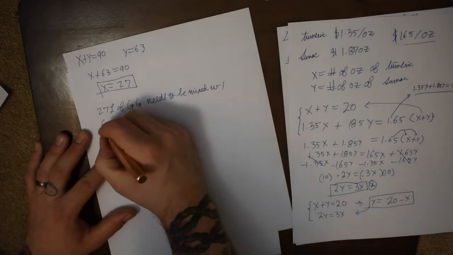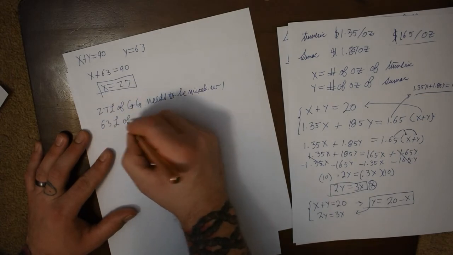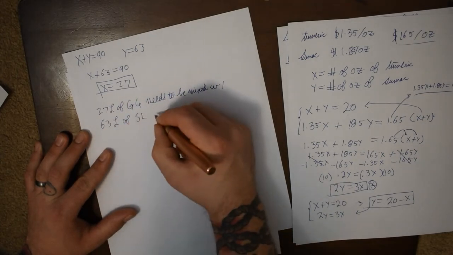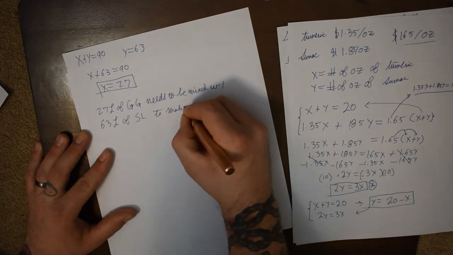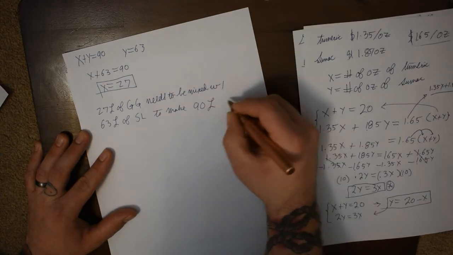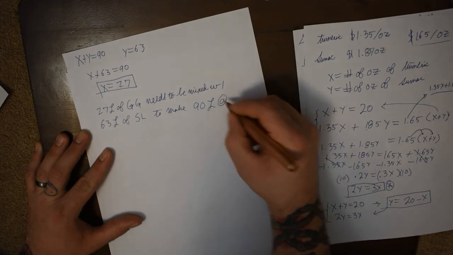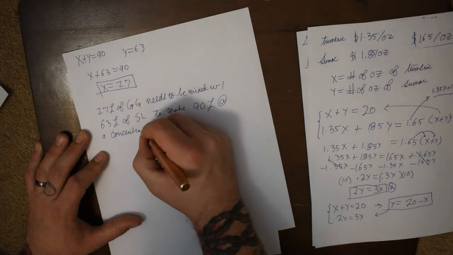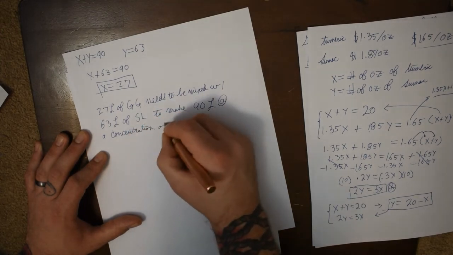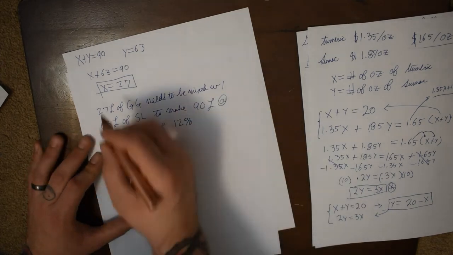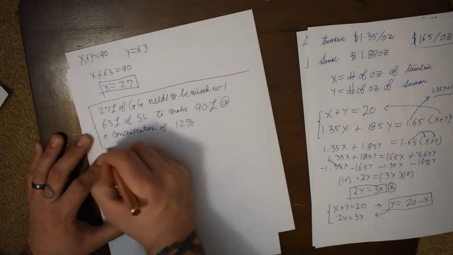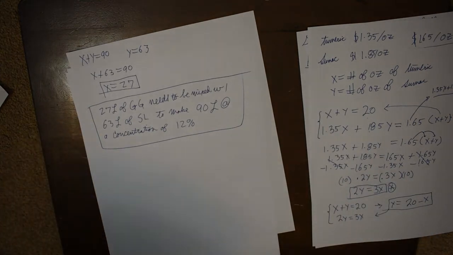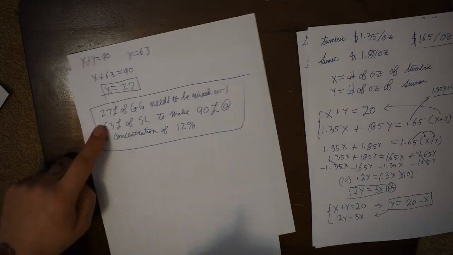with 63 liters of Sun Lover to make 90 liters, we'll say at a concentration of 12%, for our final solution. I have a typo in my answer. That's right, though.